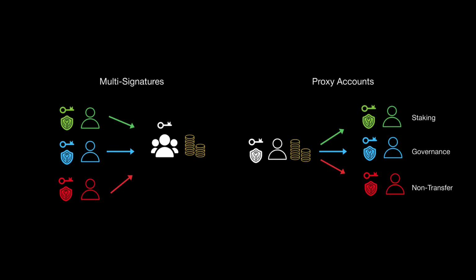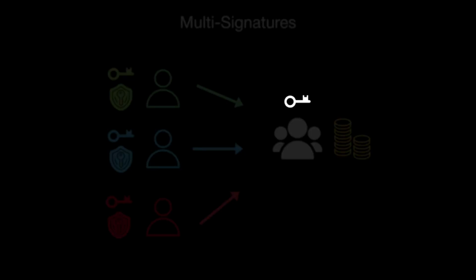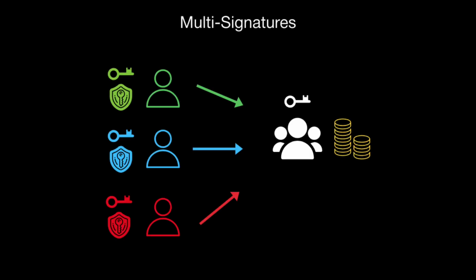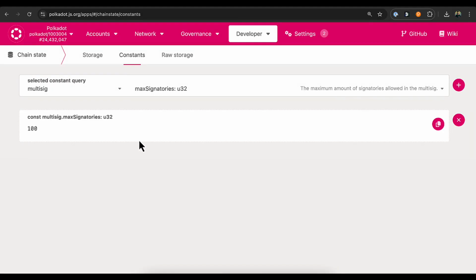Polkadot offers account abstraction natively through features like multisigs and proxies. A quick recap of multisigs. Based on the number of signatories and the threshold of signatures to accept a multisig transaction, a multisig address is uniquely assigned by Polkadot thanks to cryptography. Through on-chain query, you can verify that Polkadot can accommodate up to 100 signatories for a multisig.